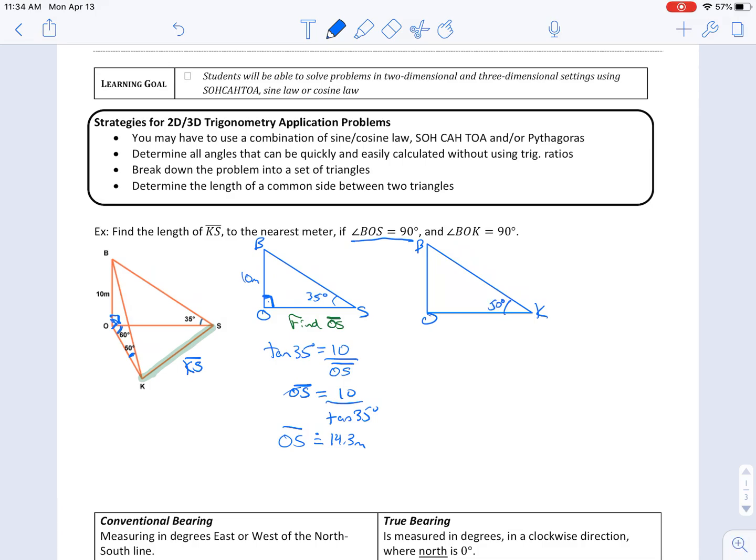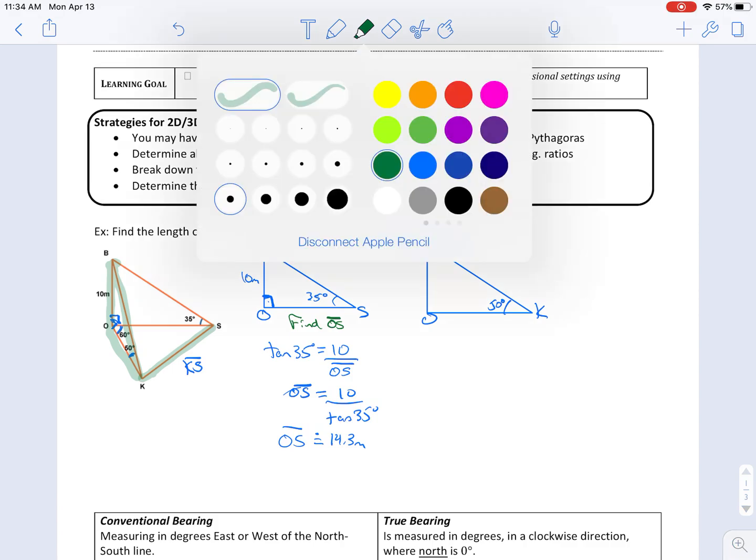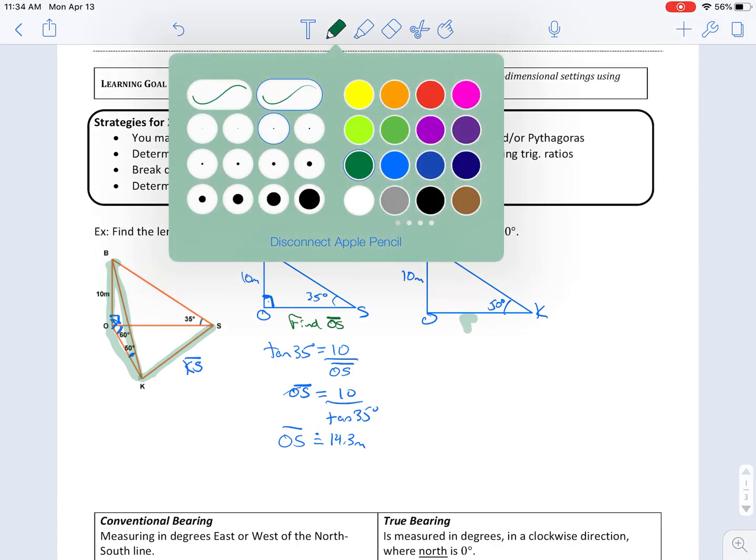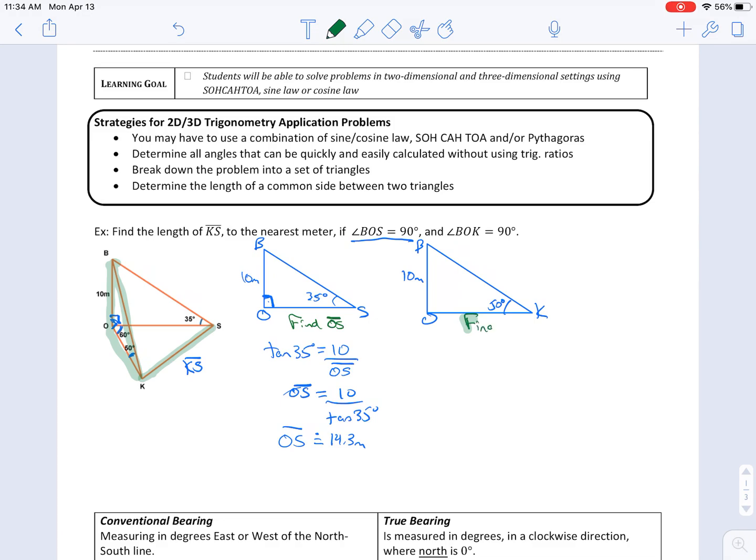So again, here's my 50. And I'm just going to highlight this just so you see it. So it's this guy here. And then my height's still 10, so that's a common side already. But this OK side will help me find more information for the KS. So I've got OK, so I'm going to find that guy.